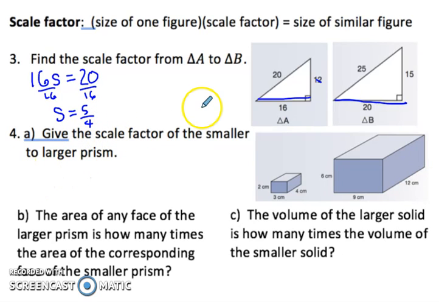All right, fourth one. We've got these two rectangular prisms. We're going to change dimensions here. So I'm going to get the scale factor for just the side, then I'm going to start with area, then I'm going to do volume. So let's start with letter A.